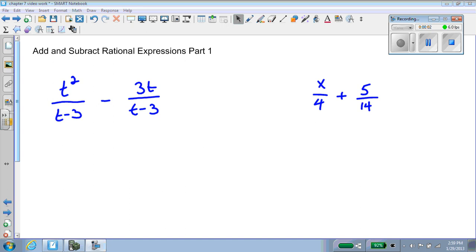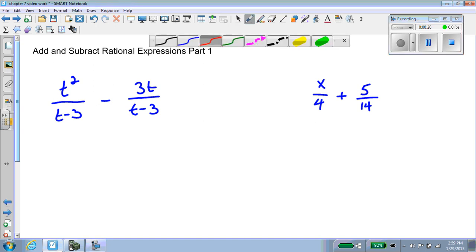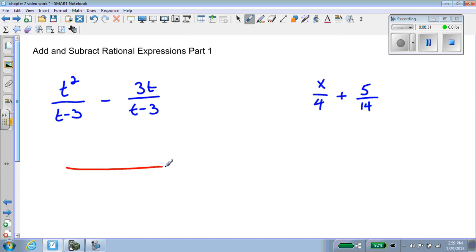Today we're going to talk about adding and subtracting rational expressions, and if I notice that the video is getting too long, I may chop it into two parts. So the first problem here already has a common denominator, which is what we're looking for when we're adding and subtracting fractions. So if it already has a common denominator, then we just add our numerators, or in this case, subtract our numerators. So my common denominator is t minus 3, and my numerator is t squared minus 3t.